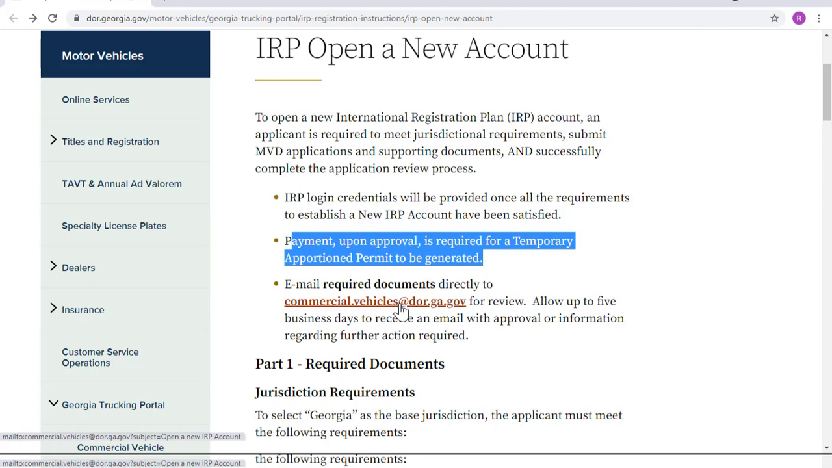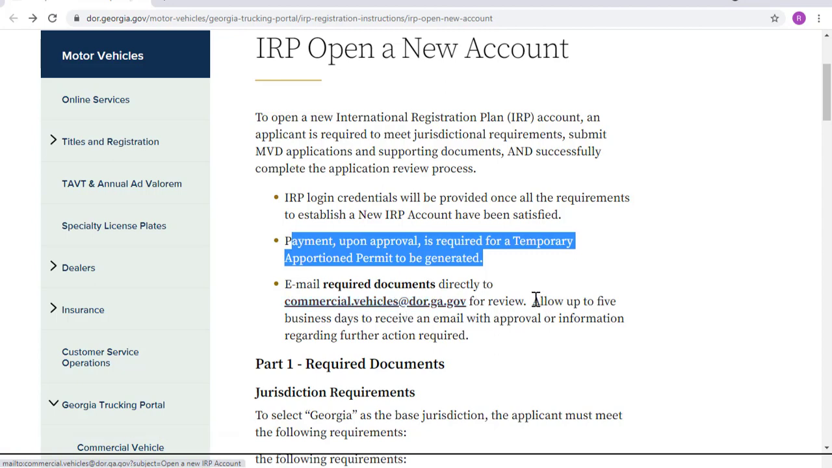The state of Georgia does not retain any of those documents, so you're going to have to resubmit if you choose to do it in pieces. If you choose to submit these applications in pieces, that's not going to work. So make sure you gather all the documents at one time and then submit them to this email address right here for review.